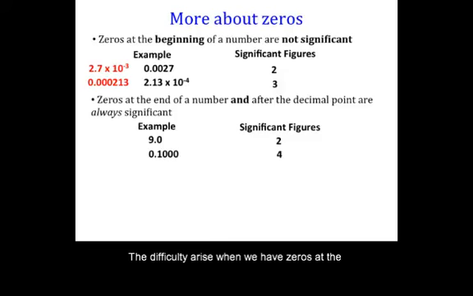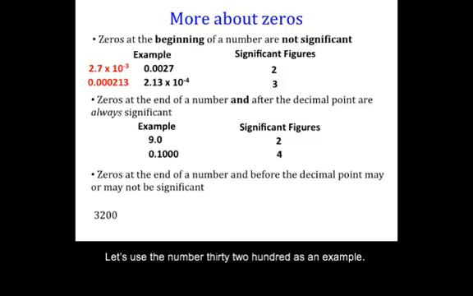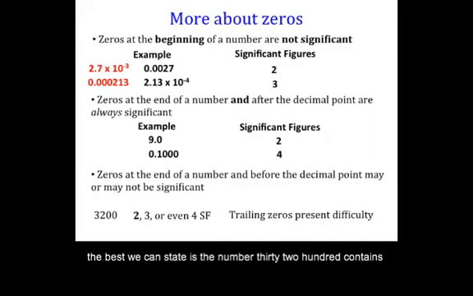The difficulty arises when we have zeros at the end of a number without a decimal point. Let's use the number 3200 as an example. The numbers 3 and 2 are significant because they are integer numbers between 1 and 9. We cannot say for certain whether the zeros after the number 2 are significant because we do not have information on how this number was obtained. 3200 may very well contain 3 or even 4 significant figures. In the absence of such information, the best we can state is the number 3200 contains 2 significant figures.